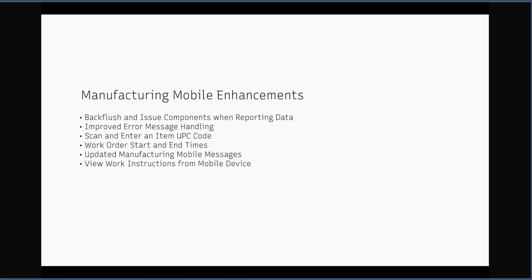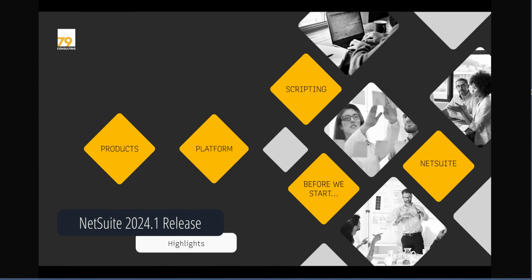We also now have some new warning and error messages included within the release of this Manufacturing Mobile 2024.1. And the last is the NetSuite Manufacturing Suite app provides and supports viewing work instructions from a mobile device. The instructions for an operation are defined in the assembly routing as well. That's it from me, Tina, from the NetSuite functional side.